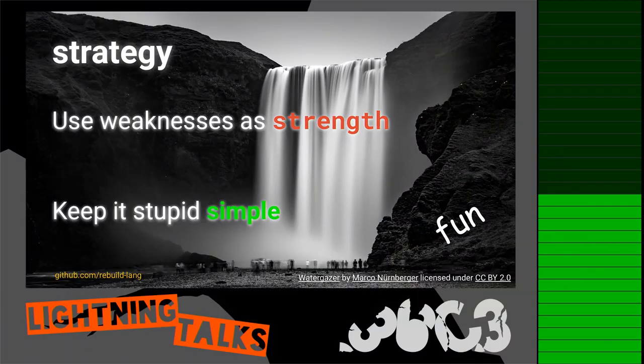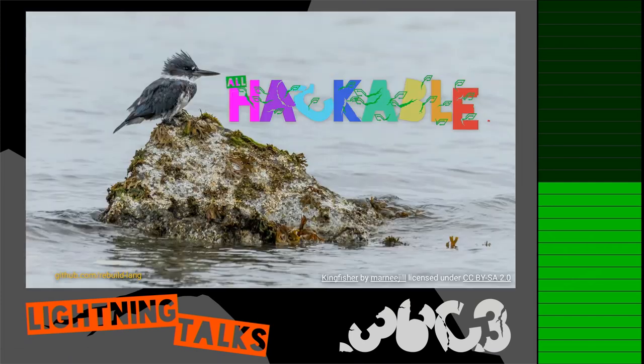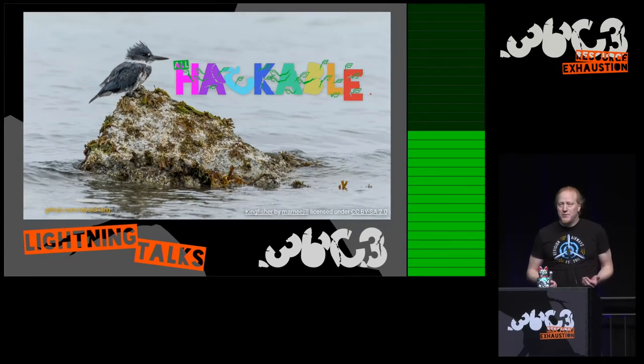So we have to use our weaknesses as a strength and keep it stupid simple. That's the main hacker culture thing. And we also keep it hackable. Hackable really means, for example, we want to have translatable error messages or diagnostics that are not only processed by humans, but also by tools. That is very easy to do, but almost no programming language we use today does that.